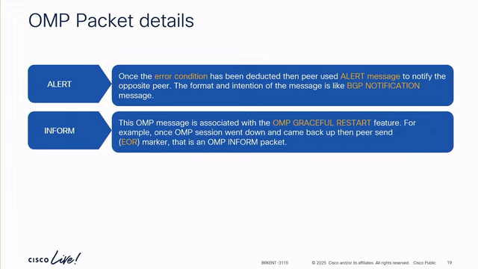Then we have the inform packet. The inform packet is used in the OMP graceful restart feature. So basically, when the OMP peering goes down and comes back up, it will send the end of RIB packet just to flush out all those routes. So this is the inform packet that is sent by the WAN edge router.